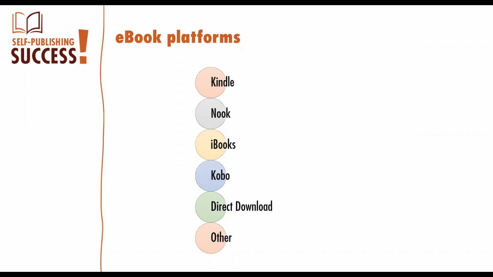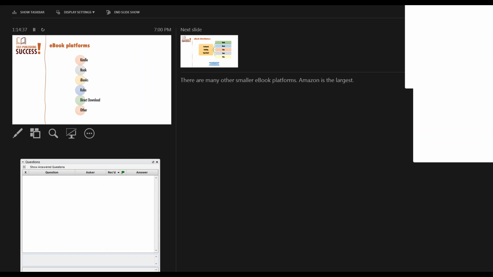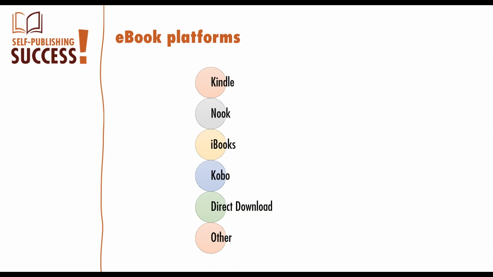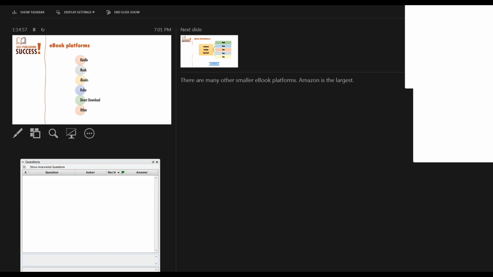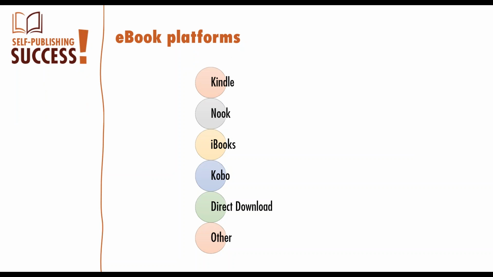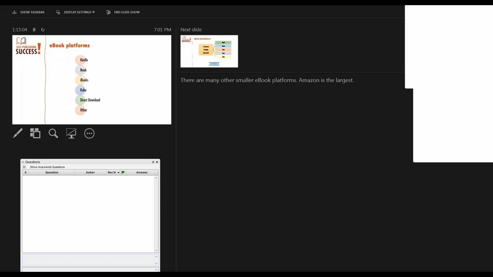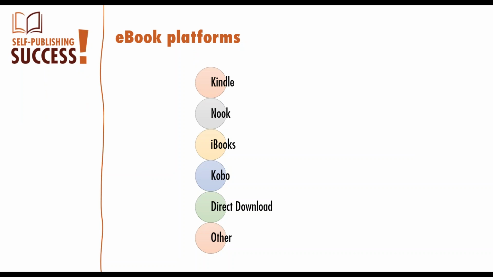Kobo used to be Borders. Borders went out of business. Kobo got split off and sold to another company. Now they're being run independently of Borders, which no longer exists. They're small time. They do some business, but not too much. And of course, you can have it direct download from your website, which I don't recommend. And there's many other smaller niche ebook distributors and places to buy that you can do. Kindle is the big one. The large majority of ebooks are going to be purchased on the Kindle, and that is where you need to focus getting your ebook listed.